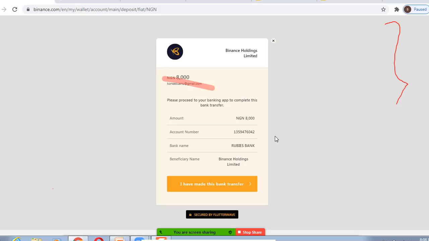So if I do that right now, I have to choose the bank, Rubies Bank. Just give me a little time. Rubies Microfinance Bank. Then I take the account number 13594760 42. Okay, Binance Holding Limited. Then I'm transferring 8,000 naira to this account.